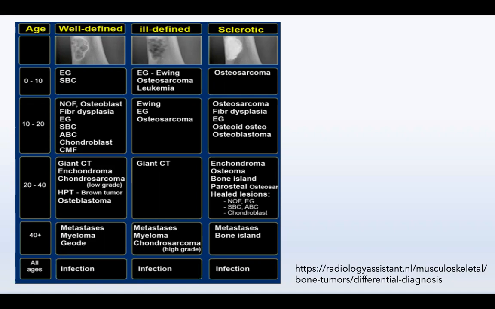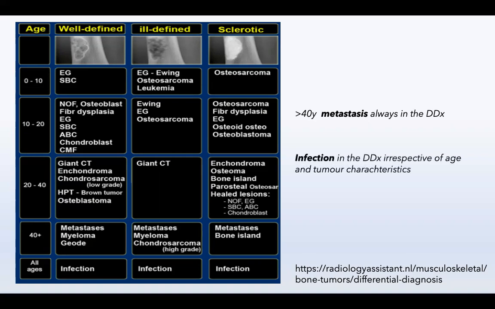Once we have decided whether a bone lesion is sclerotic or osteolytic, and whether it has well-defined or ill-defined margins, then the next question should be, how old is the patient? Because age is the most important clinical clue. And that's why, as we can see from this table, patients older than 40 years old have metastasis in their differential diagnosis, irrelevant of the tumor margins or tumor characteristics. And the second thing that we can find from this table is that infection is in the differential diagnosis, irrespective of age and tumor characteristics.